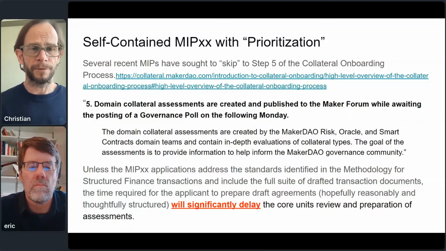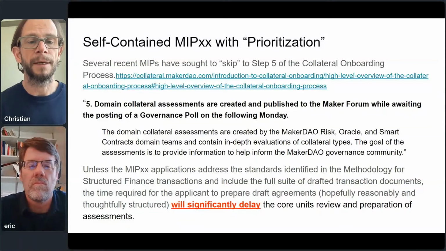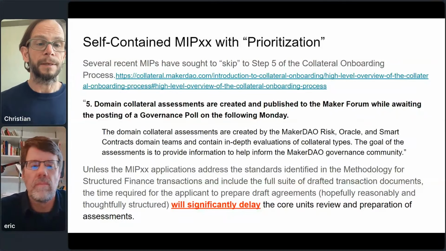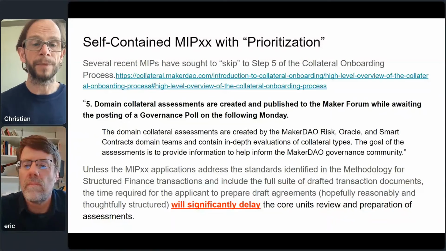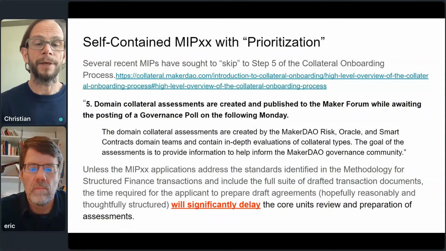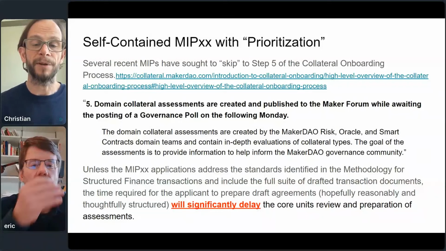So several of the recent MIPs have sought to skip to step 5 of the collateral onboarding process. And there's a link specifically there to what step 5 says. And step 5 says here that domain collateral assessments are created and published in the Maker forum while awaiting the posting of a governance poll on the following Monday. We, the various teams, then need to provide an in-depth evaluation of the collateral type, with the goal of the assessment to provide information to help inform the MakerDAO governance community.